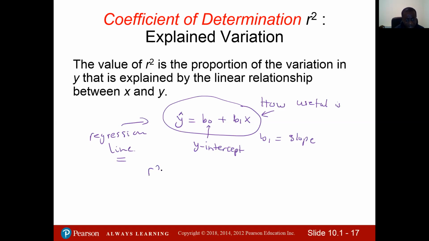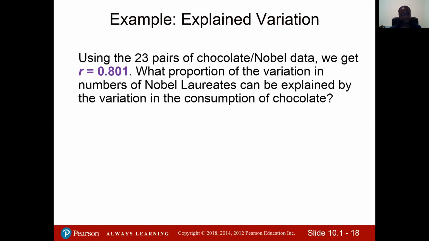Well, I determine that by calculating what? R squared. So R squared tells me how much of the y is explained by the x. Okay, it's the proportion of the variation in y that is explained by the linear relationship between the x and y. Okay, so here comes our example with the pairs of chocolate consumption and Nobel Prizes. So n is what?